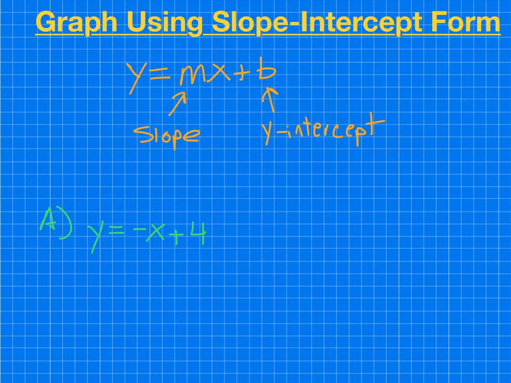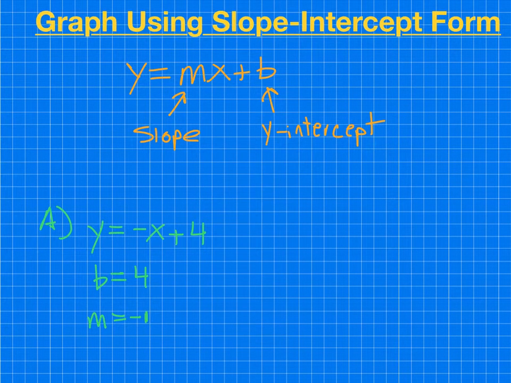So let's take a look at example A here. We have the equation y = -x + 4. Our first piece of information, our first point that we're given, is the y-intercept, b = 4. So that's where our line is going to cross the y-axis. Now our slope, remember, is the coefficient of the x, and in this case, the number in front of the x is -1.